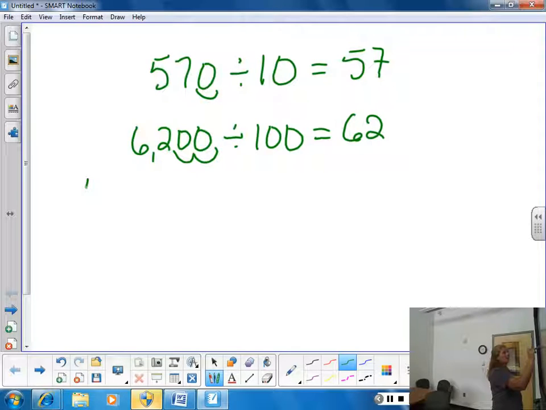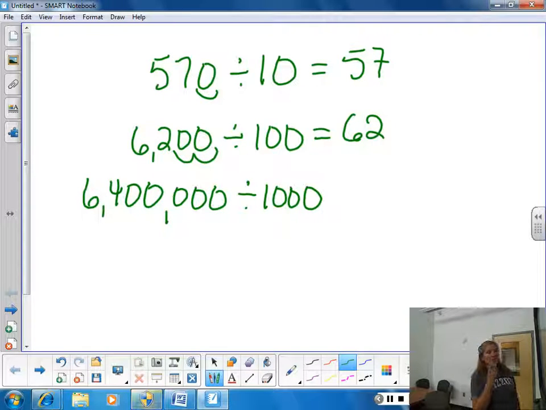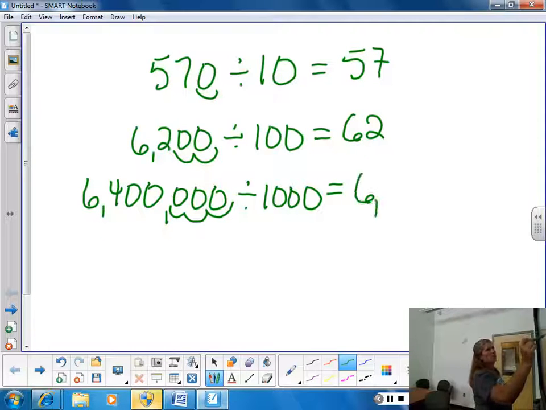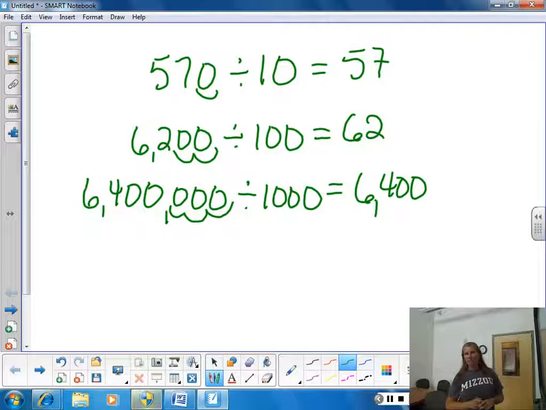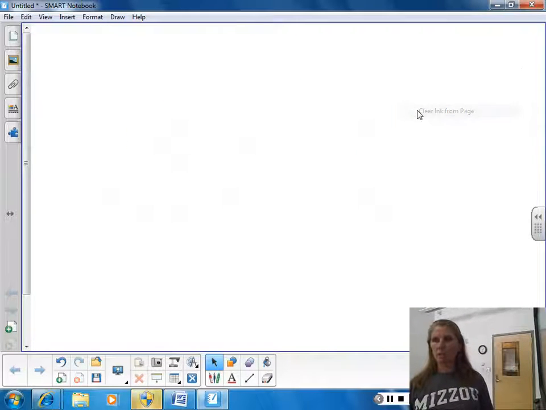If I had 6,400,000 and I divided by 1,000, how many zeros would I cut off there? Well, 3 zeros, I would cut 3 of them off, and I would still have 6,400. So you don't take all your zeros, you only take off the number of zeros that you're dividing by. But that's a nice shortcut that we could use to do this problem. So let's read the problem again and get the numbers that we need.